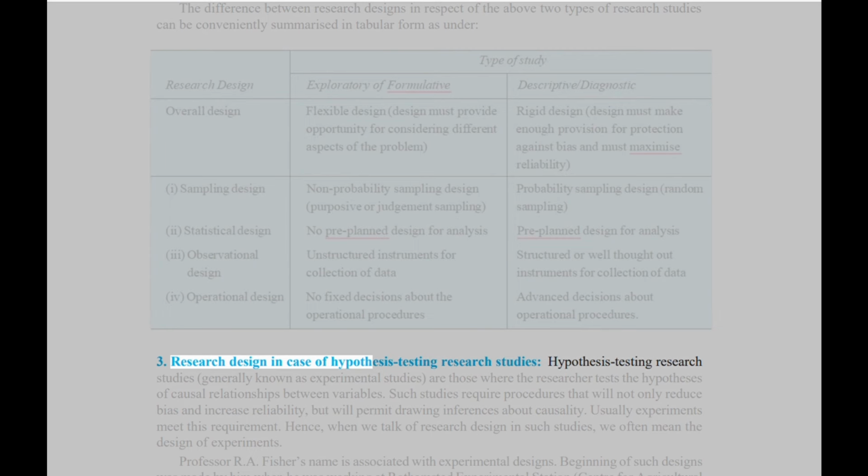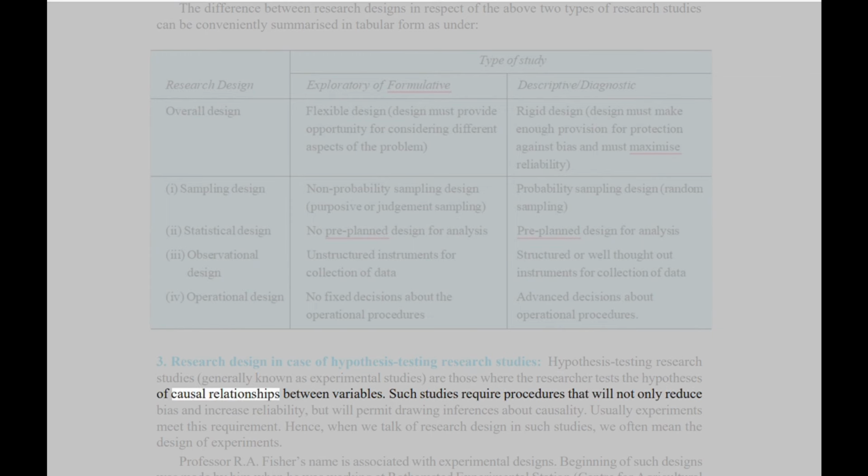3. Research design in case of hypothesis testing research studies. Hypothesis testing research studies, generally known as experimental studies, are those where the researcher tests the hypotheses of causal relationships between variables. Such studies require procedures that will not only reduce bias and increase reliability, but will permit drawing inferences about causality. Usually, experiments meet this requirement. Hence, when we talk of research design in such studies, we often mean the design of experiments.